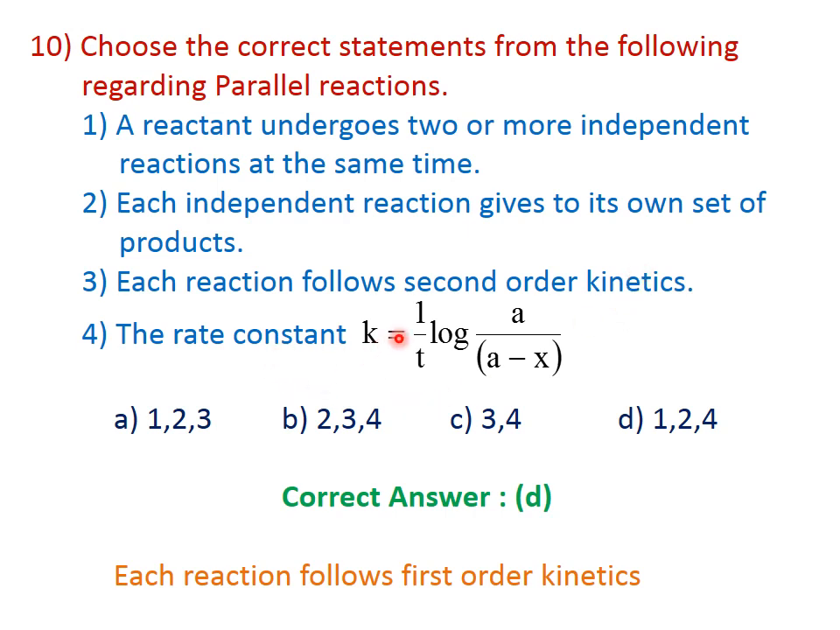The rate constant K will be equal to 1 by T into log of A by A minus X. It is also correct. அப்போ the correct answer are 1, 2, 4. இந்த 4 தான் correct statement. Question number 3 வந்து wrong statement. அது வந்து first order kinetics இருந்ததுன்னா right statement. The correct answer for the question is D.